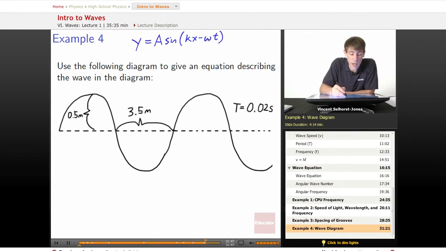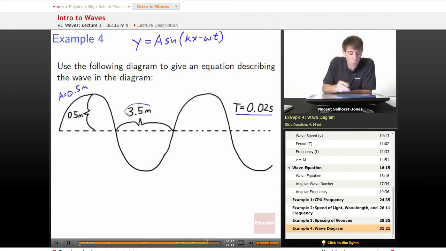So x is the location that we are on the wave, t is the time that we're looking at the wave, omega is the factor that allows us to handle the fact that periods cause repetitions, k is the factor that allows us to handle that wavelengths cause repetitions. So to begin with, we know that the period is equal to 0.02 seconds. And we know that amplitude is equal to 0.5 meters.